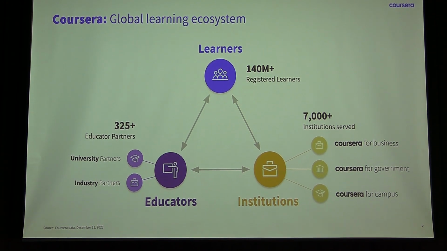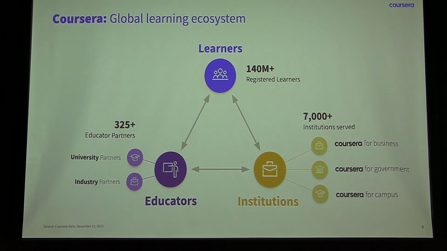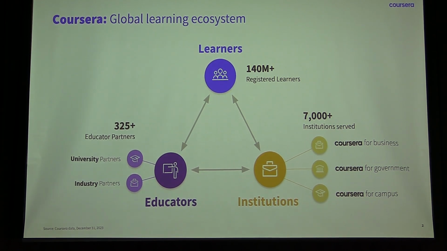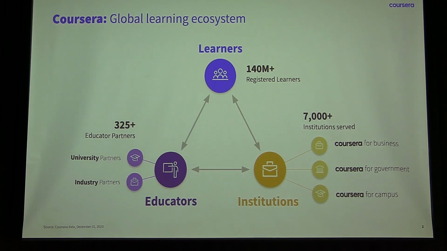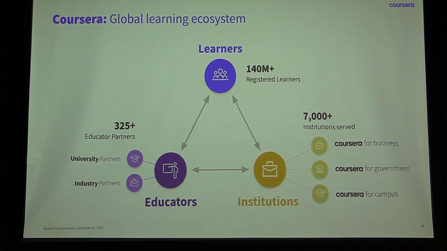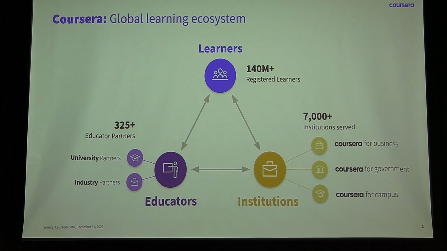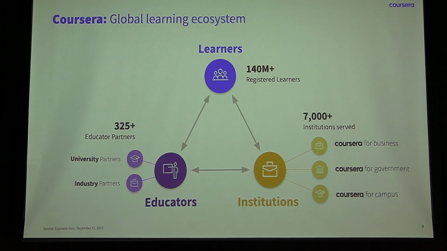You'll see on the left-hand side, there are universities and industry partners who create content on Coursera. 325 companies and universities create content on Coursera. I'll show you some of the names, but leading universities around the world, Stanford, Yale, Michigan, University of London, and so on are the ones who create content. And then in industry, companies like Google, IBM, PwC, Boston Consulting Group, so many leading companies around the world create content which is hosted on the Coursera platform.